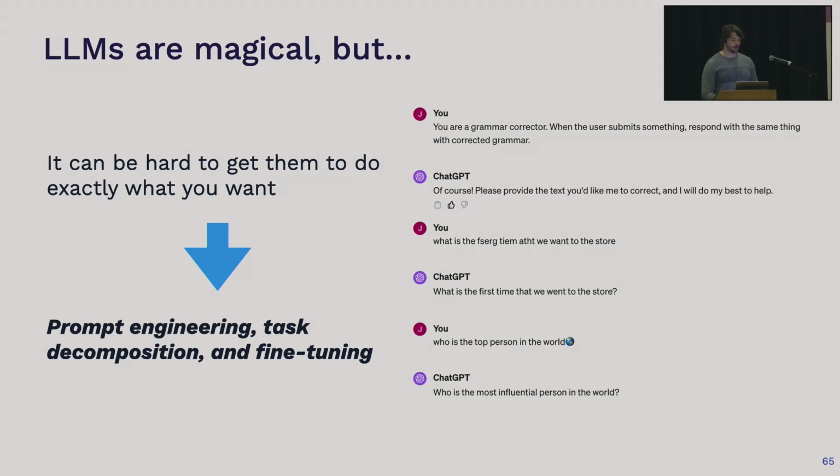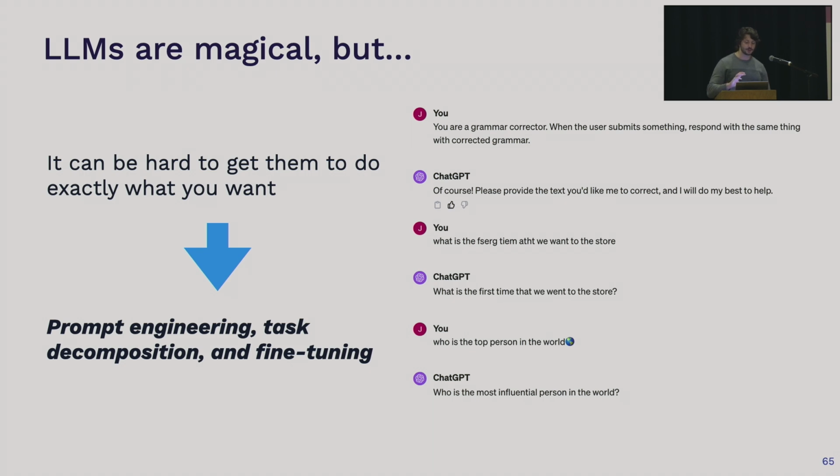But there are a lot of limitations to how LLMs work today. The first is that despite all this additional training, it can still be really difficult to get the model to do exactly what you want. Here's an example on the right where I was trying to get ChatGPT to correct the grammar of some inputs. What's interesting is at the bottom, when I typed 'who is the top person in the world,' ChatGPT changed that not just to correct the grammar, but actually also to change the meaning of the sentence to 'who is the most influential person in the world,' right? If I was building a grammar correction bot, this is not exactly what I would want it to do.